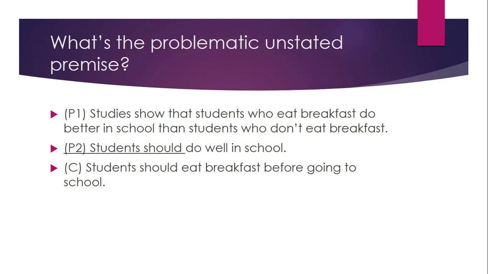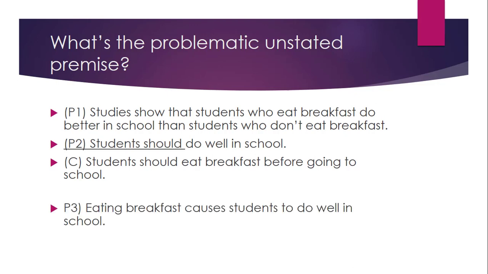All right, so what is the unstated premise in this case? Well, an unstated premise is this, and if we were to insert it, we could insert it as P3, as a third premise, that eating breakfast causes students to do well in school. First premise says that studies show that students who eat breakfast do better in school than students who don't eat breakfast. Students should do well in school. Well, eating breakfast causes students to do well in school. So therefore, students should eat breakfast before going to school.